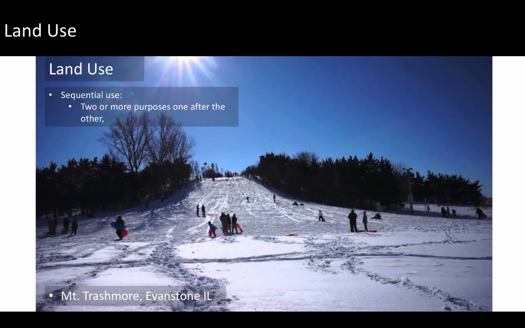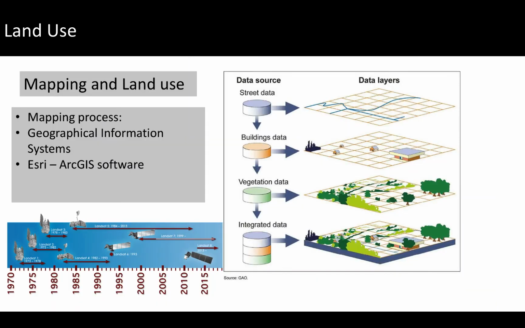Here's an example of sequential use. This is Mount Trashmore in Evanston, Illinois, just north of where I currently live. This is a landfill that was then covered over and has become a very popular sledding hill in the region. How do we determine how land is used? Well, the tool of the day is satellite imagery.